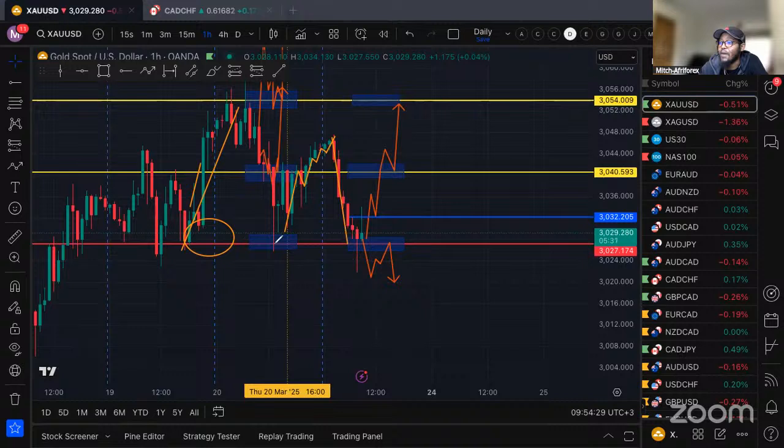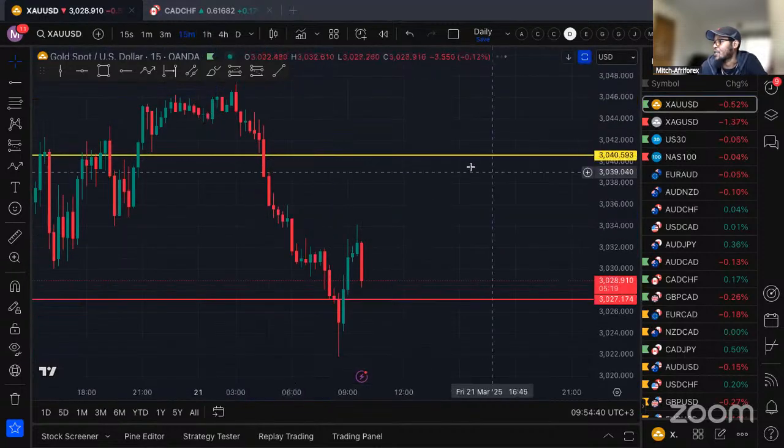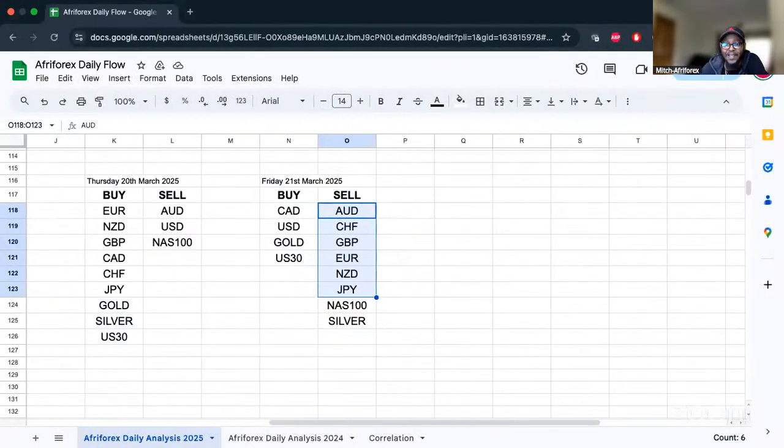But remember, if we get the price breaking and holding below this area, then chances are we could be looking for some selling opportunities coming in. So hope that is clear on the game plan that we're looking at on gold, as well as all the currency pairs that we do have.